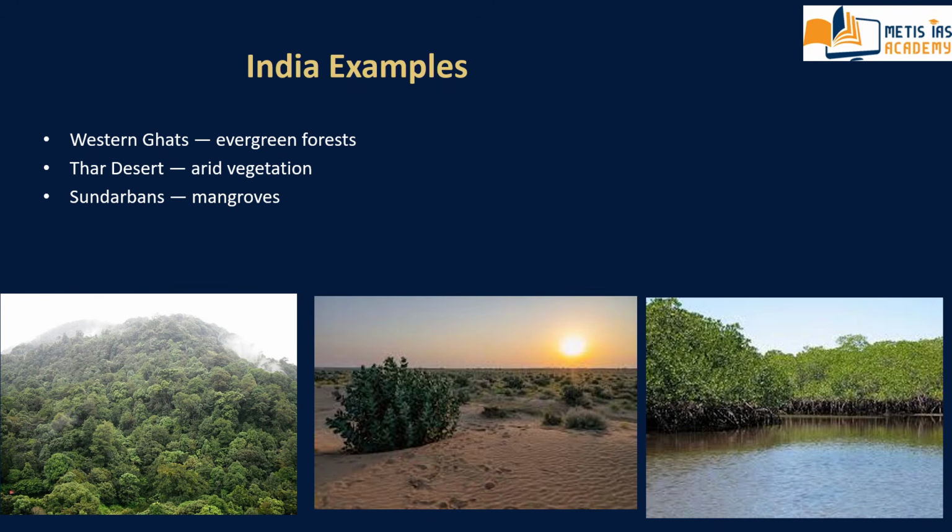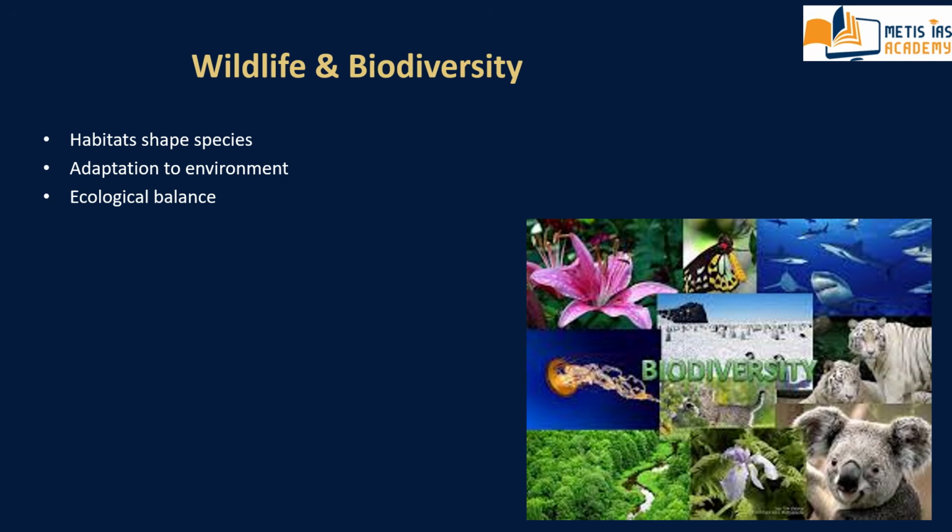India supports diverse wildlife because of varied habitats. Animals adapt to forests, mountains, deserts, and wetlands. Protecting habitats maintains ecological balance. So wildlife and biodiversity go hand in hand. Conservation efforts by the government include national parks, sanctuaries, Project Tiger, Project Elephant, and more, to protect biodiversity.